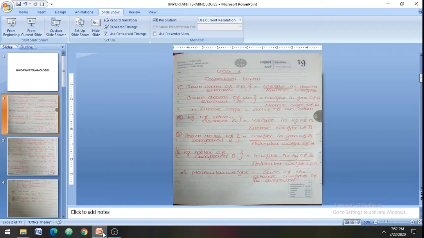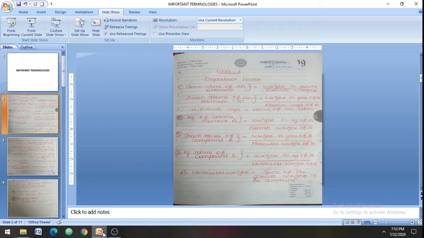Now we are going to discuss important terminologies used in Unit 1. First one, gram atoms of an element. It is defined as the ratio between weight in grams and atomic weight. Example, gram atoms of an element A is equal to weight in grams of A divided by atomic weight of A. What is atomic weight? Atomic weight is nothing but the mass of an atom.